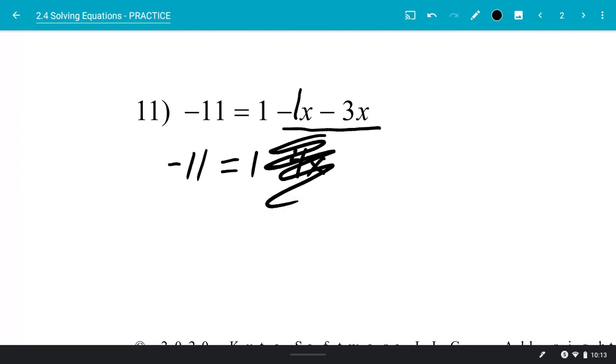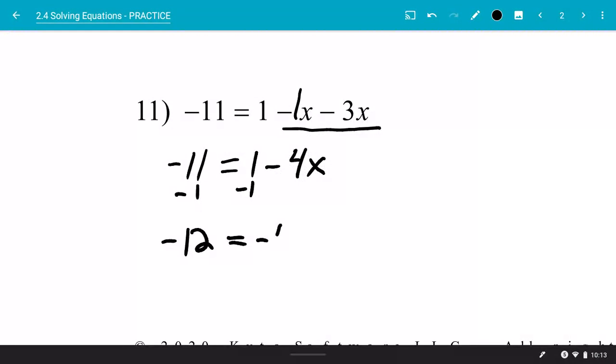So what do I got to do to that 1? I got to subtract it because it's a positive 1, even though there's not a sign there. You understand that? Does that make sense? I hope so. Whatever I do to one side, I do to the other. So now negative 12 equals negative 4x. Now I have multiplication, so I must do the opposite, which is divide by a negative 4. That sign goes with the number, right? Divide by a negative 4.